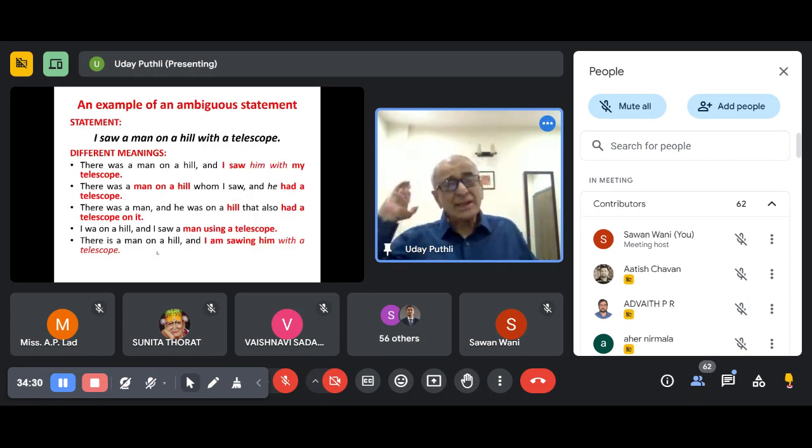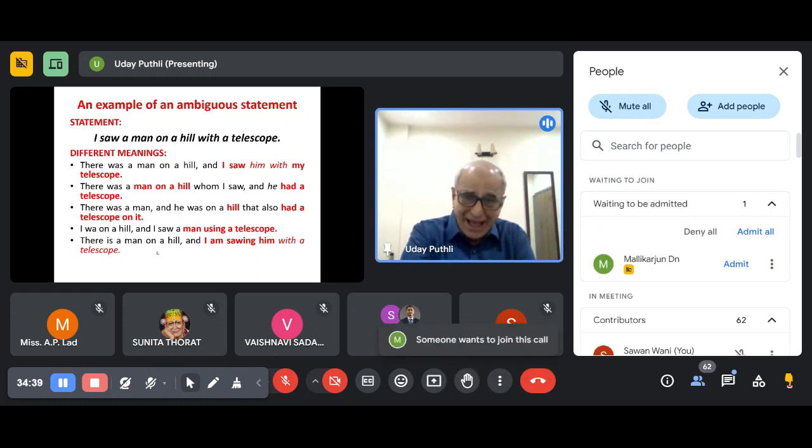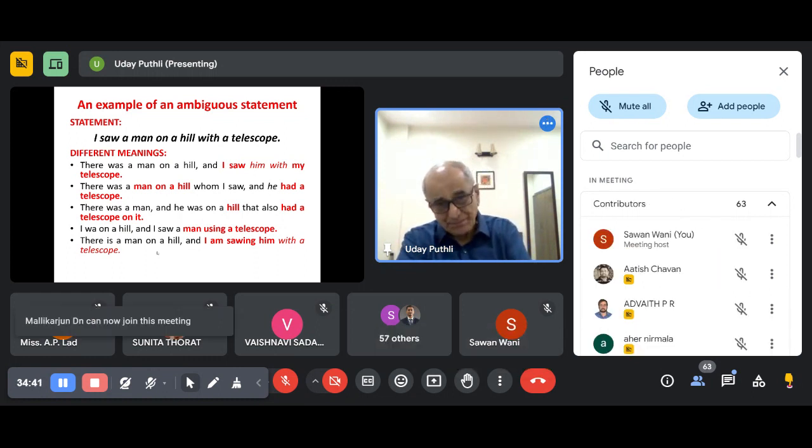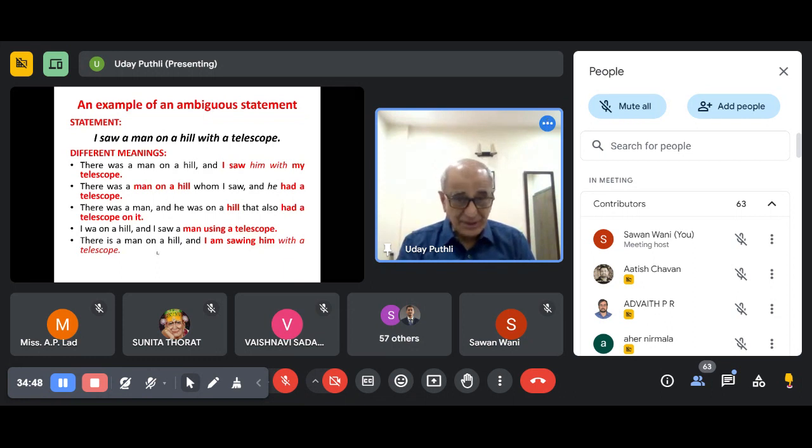Okay? Another example of this kind of thing creates ambiguity also. Here is a sentence. I saw a man on a hill with a telescope. Now, there's no comma anywhere. And even if there is, it can still make confusion. What does it mean? Is there anything wrong with this sentence? Absolutely nothing is wrong. Perfectly okay. But it can have different meanings.